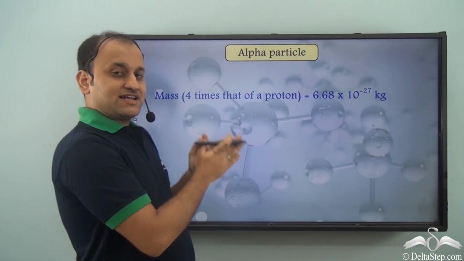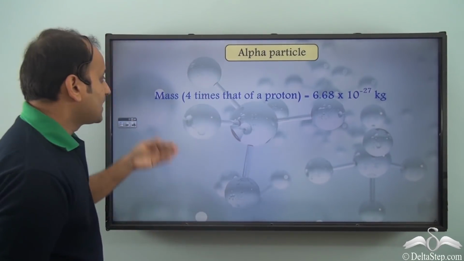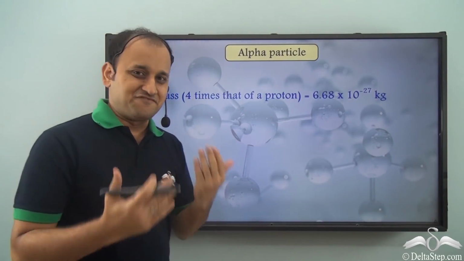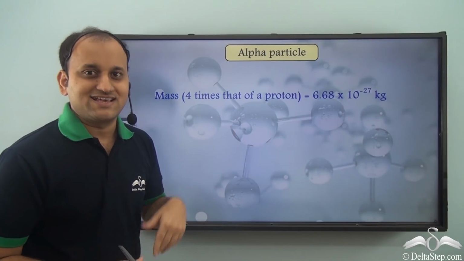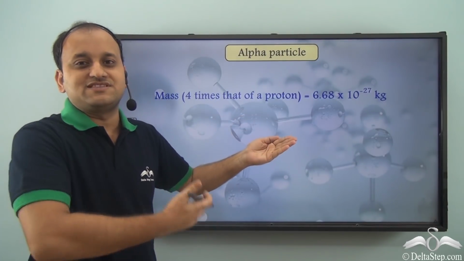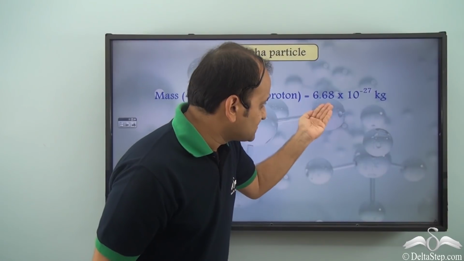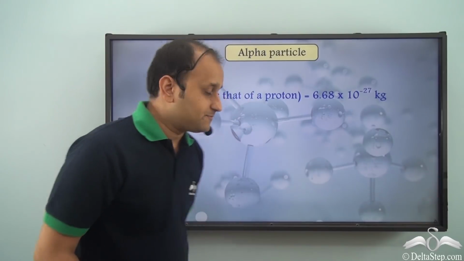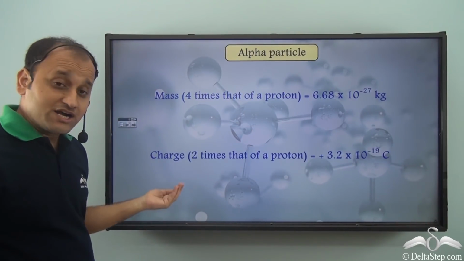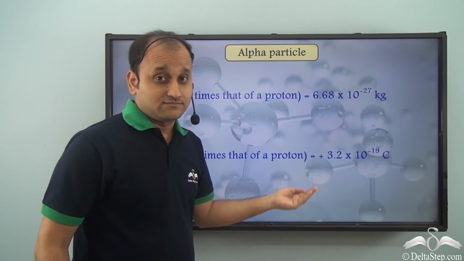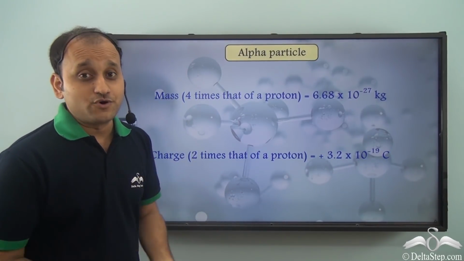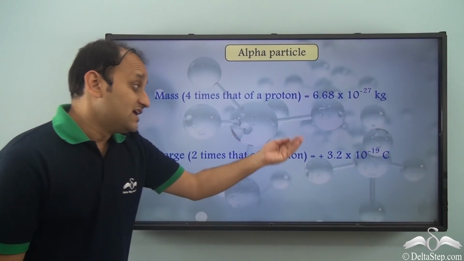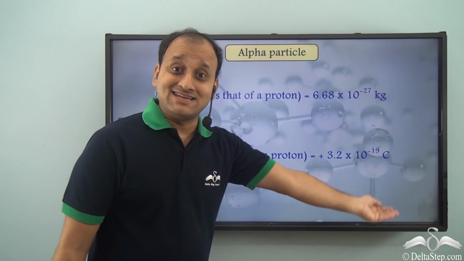Now let's understand some more properties of alpha particles. Mass of an alpha particle is 4 times that of a proton. It's very simple. We have 4 nucleons. As a result, it is 4 times that of a proton, which is 6.68 into 10 to the power minus 27 kilograms. And the charge is 2 times that of a proton. Again, it's very simple. We have 2 protons. As a result, charge is twice that of a proton. That is 3.2 into 10 to the power of minus 19 coulombs.